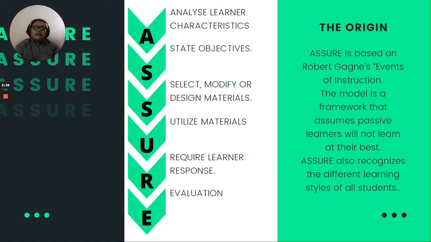As you can see here, ASSURE. For A, analyze learner characteristics. S, state objectives. S, select, modify, or design materials. U, utilize materials. R, require learner response. And the last one, E, evaluation. And this model and these images are taken from Wong 2011.